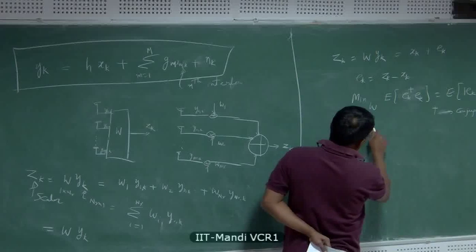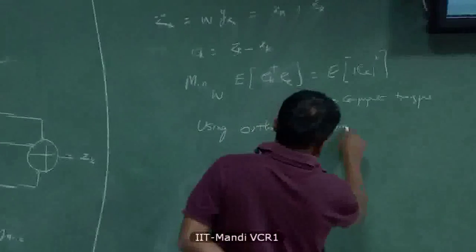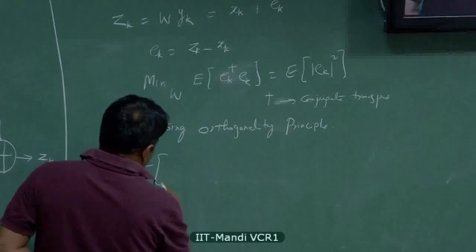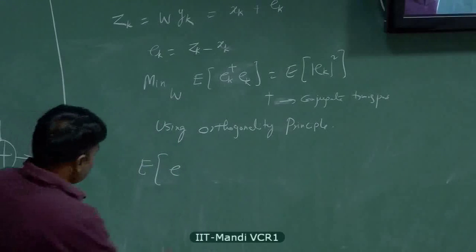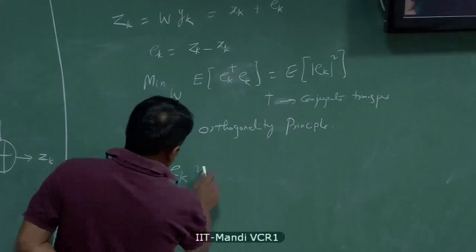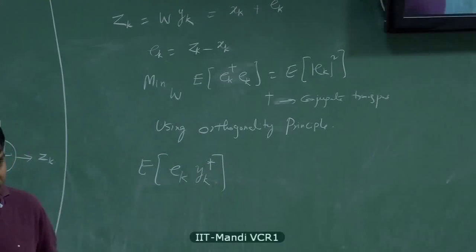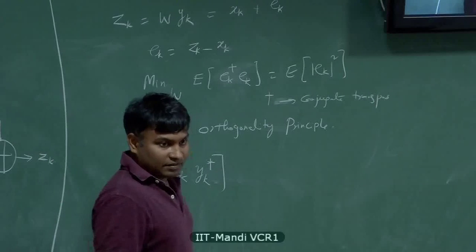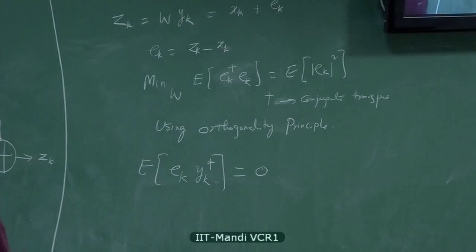Okay. Using the orthogonality principle, the expected value of... well, it says that the error is orthogonal to the input. Error is Ek, input is Yk, they are orthogonal, so you have to put a conjugate transpose. If you're dealing with vectors, you have to put conjugate transpose. If it is scalars, you put just a star. That is equal to 0. That's what the orthogonality principle states.